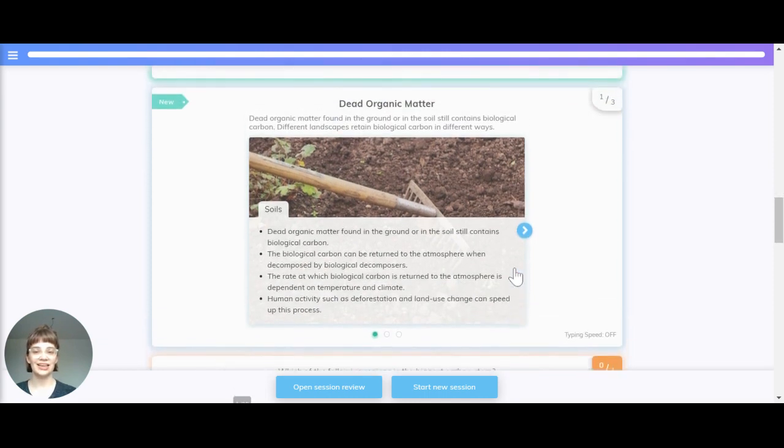Now let's take a look at dead organic matter. Dead organic matter found in the ground or in the soils still contains biological carbon. Different landscapes retain biological carbon in different ways. Soils. Dead organic matter found in the ground or in the soil still contains biological carbon. The biological carbon can be returned to the atmosphere when decomposed by biological decomposers. The rate at which biological carbon is returned to the atmosphere is dependent on temperature and climate. Human activities such as deforestation and land use change can speed up this process though.